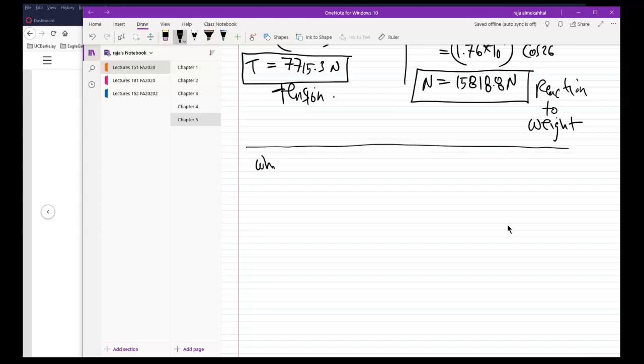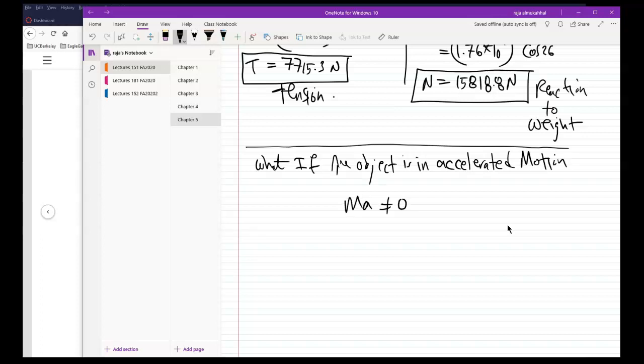What if the object is in accelerated motion? In other words, the kinetic reaction, MA, does not equal 0. In other words, the acceleration does not equal 0. That's what I'm trying to say. You see what I'm saying? What if we have something like that? And so let me start with an example.